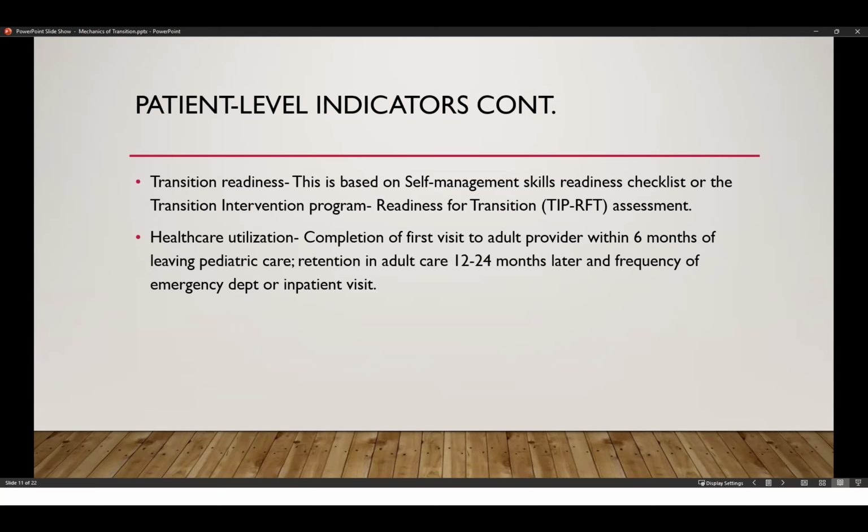So care should be retained for 12 to 24 months or later, and then the frequency of emergency department visits or inpatient visits, all these will guide you to know, was this transition successful or not? Again, as we mentioned, if the patient sustains visits to outpatient clinics in 12 to 24 months, we know that the patient's transition was successful. If you're having a lot of admissions, it may not have been successful because the patient may not be doing the things that they need to do to help reduce these frequencies.